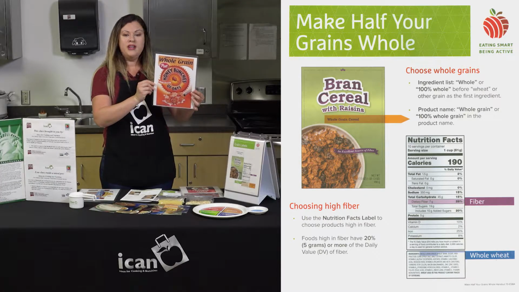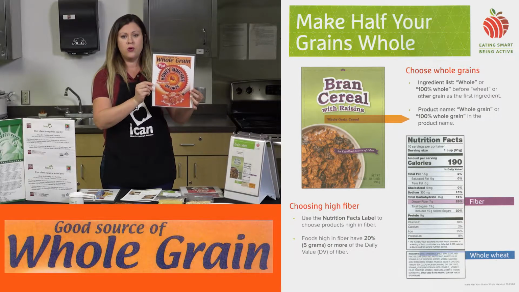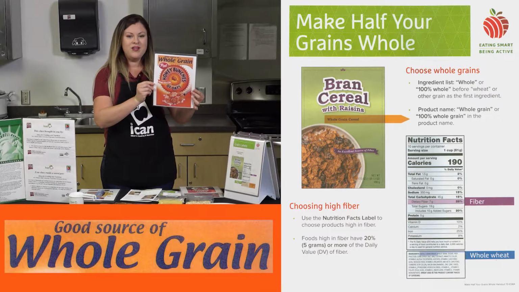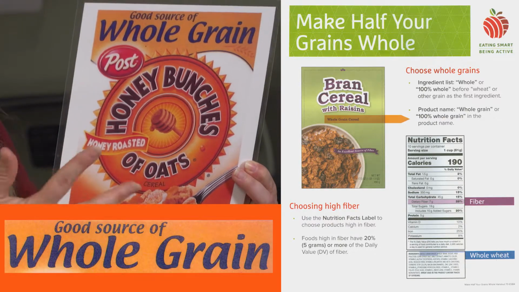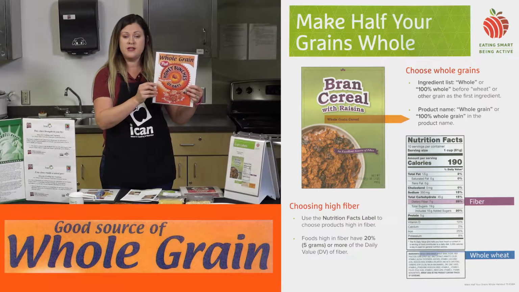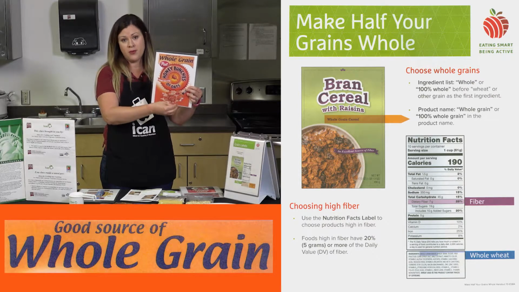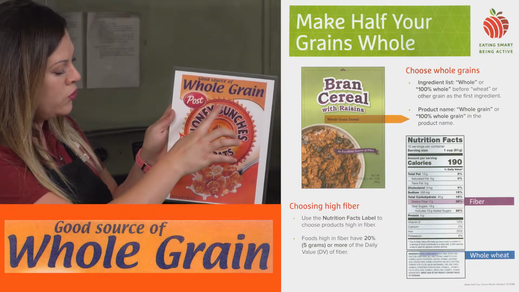When we have wording that comes to us, such as good source of or good portion of whole grain or whole wheat, this is giving us a little bit of a hint that it may not be 100%. Okay, and this could be in any brand of cereal, not necessarily just this brand, but we want to make sure that we are looking for our words that say whole grain or whole wheat as part of the name of that product. So this one here does say good source of whole grain.